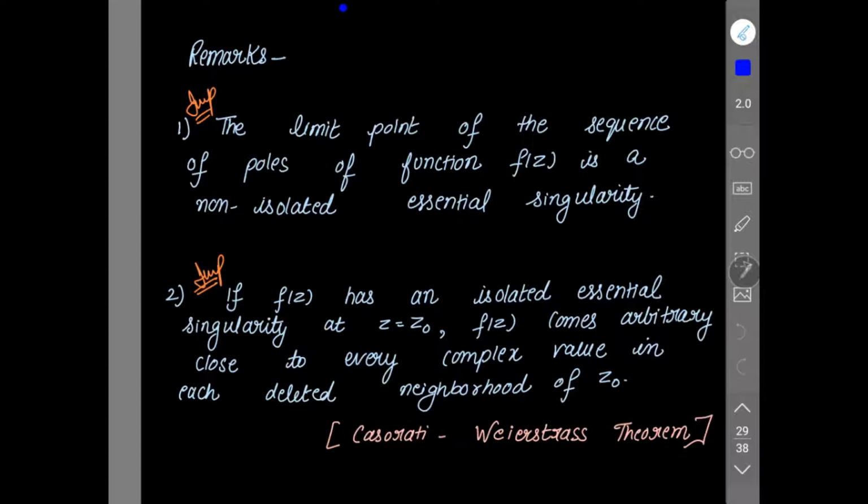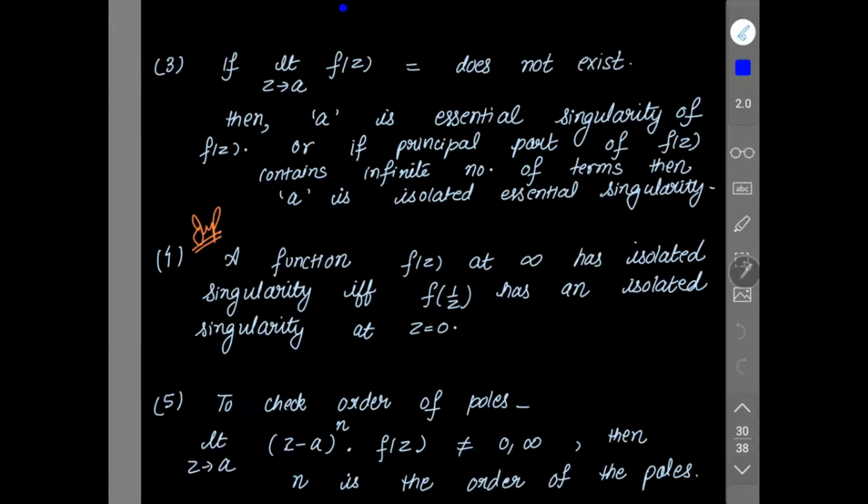The first one is, the limit point of the sequence of poles of function f(z) is a non-isolated essential singularity. Most of the times, this remark is very helpful in almost all the examples. Second, if f(z) has an isolated essential singularity at z equal to z0, then f(z) comes arbitrarily close to every complex value in each deleted neighborhood of z0. This is nothing but your Casorati-Weierstrass theorem. Just take this as your result.